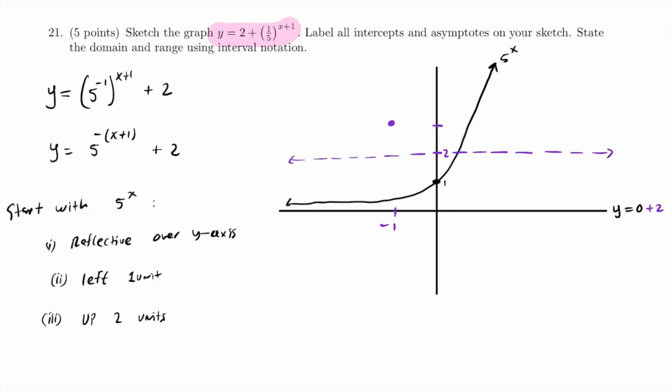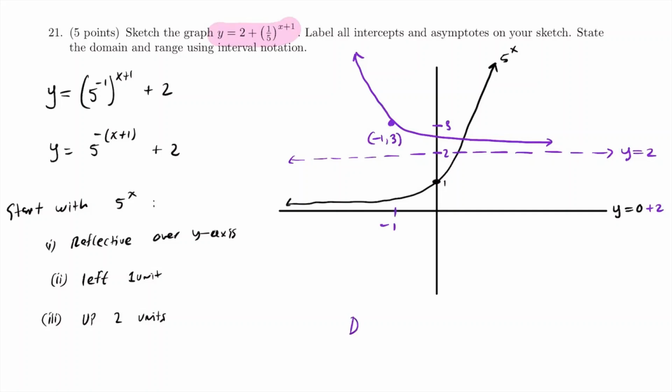Something like that. Y equals 2. And I just make the shape of the graph. So here's my point, and my graph will look something like this. And this is the point, negative 1, 3. So that is your final sketch for this function.